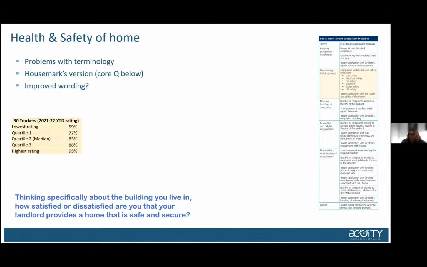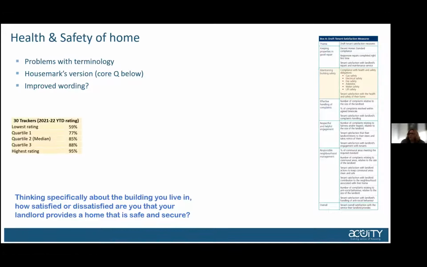So satisfaction that the home is safe and secure, the median, is sitting about 85%, which is good. Top quartile's 88% plus. We've got some landlords who've got a rating of 95%. I know we've got quite a few in the 90s, and we've got a couple of landlords that are off that mark. So obviously there's a useful metric there in terms of where you sit in this, and clearly what you need to look at. So there has been some value in this.